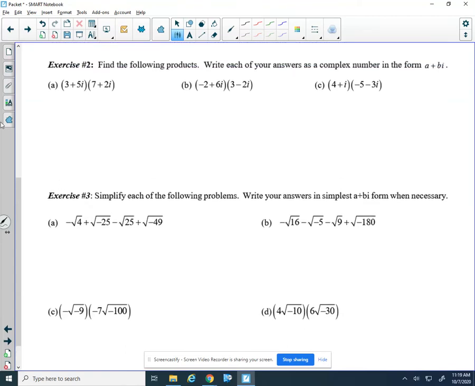So now we're working on multiplying complex numbers, and these look almost like the ones above, but there is no plus sign between those two binomials, so that is multiplication. So anytime we're multiplying a binomial by a binomial, we are doing the distributive property twice. So here I'm distributing: 3 times 7 is 21, 3 times 2i is 6i, 5i times 7 is 35i, and then 5i times 2i, this is where things get a little interesting, is 10i squared.